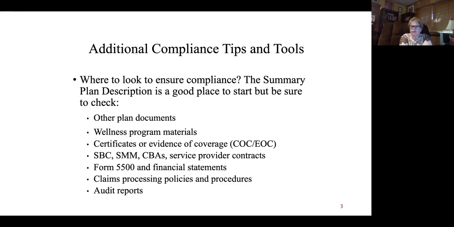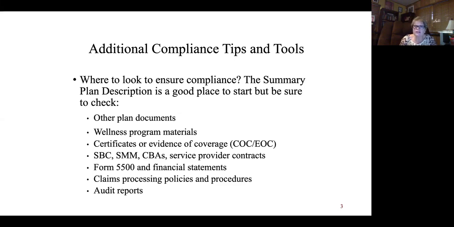You can also look at the Form 5500 and financial statements related to the group health plan. And the Form 5500 is the reporting document that's required annually for most plans with the Department of Labor and in some circumstances, the IRS. And we'll talk a little bit more about that in a little while. Look at your claims processing policies and procedures. And if you are a fully insured plan, you'd want to know what those are with the carrier. And if you're a self-insured plan, you'd want to check with your internal plan administrator policies and procedures.